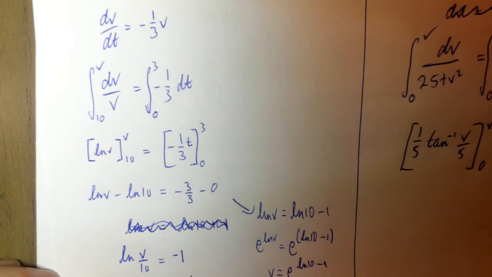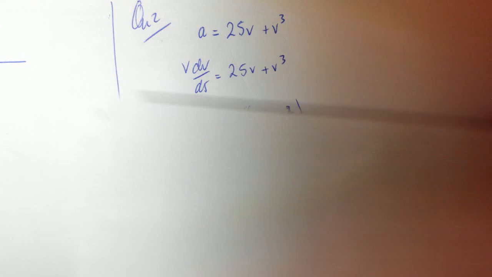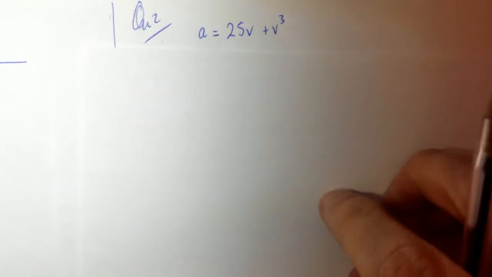Okay, so that's example number 1. And example number 2 is question 2 given to you in the book on page 215. The acceleration is given to you there.